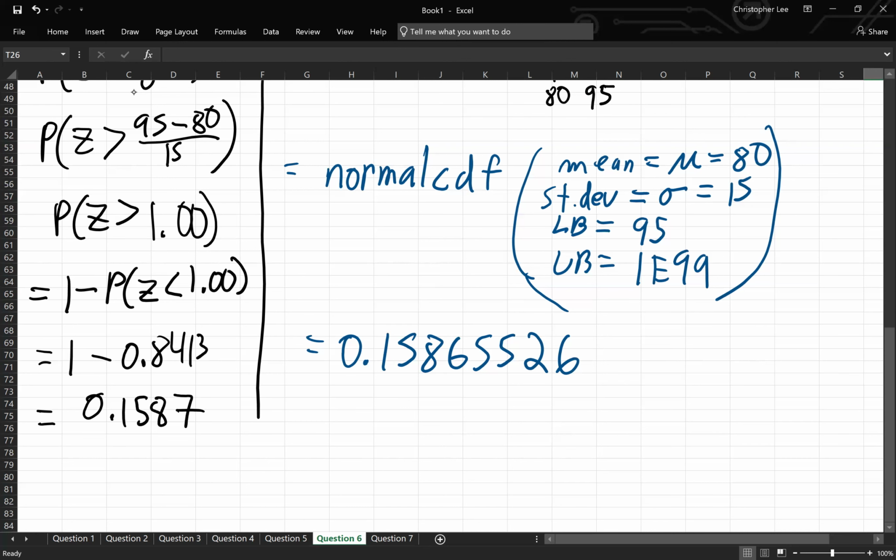Perfect. Same answer. All right. So you could do it either way. I feel like the calculator way is a lot easier, right? And the calculator way works for both questions even better, you know?